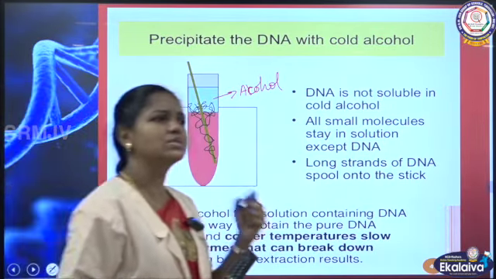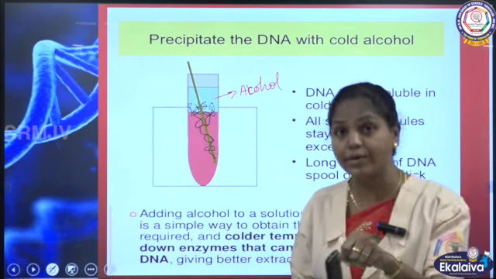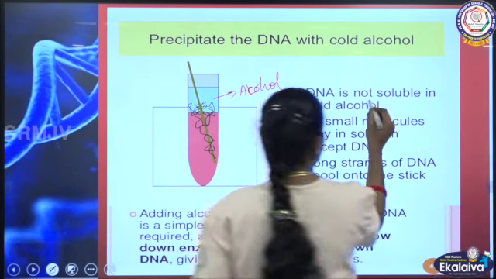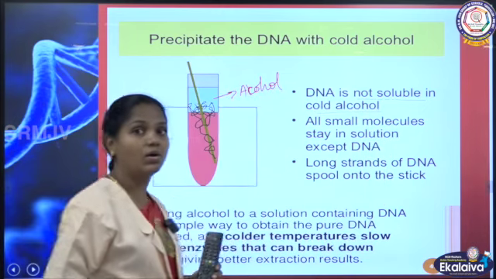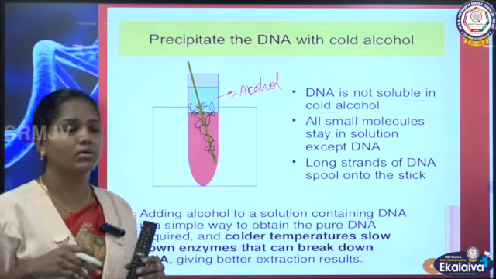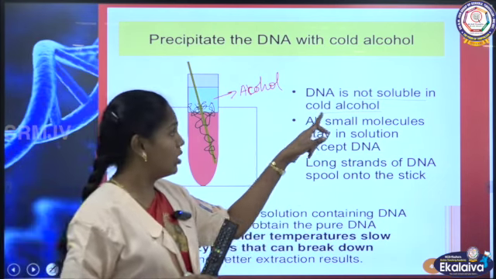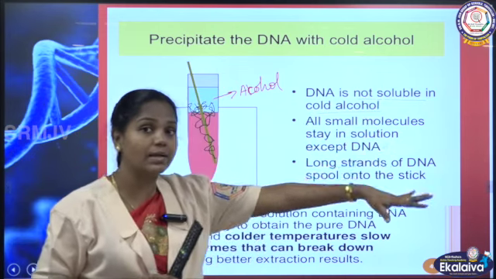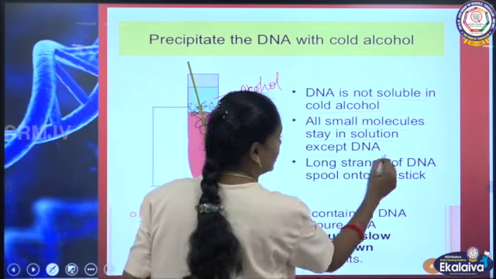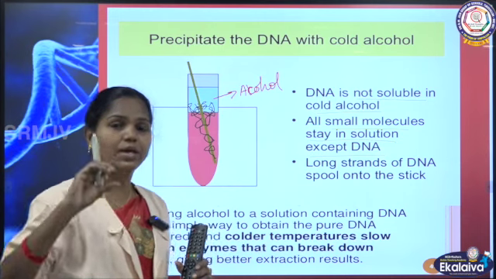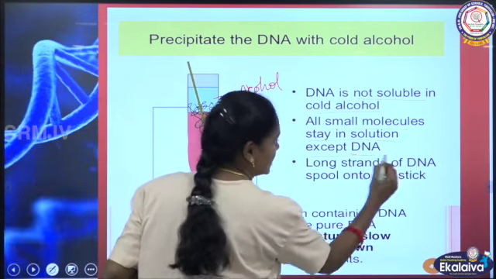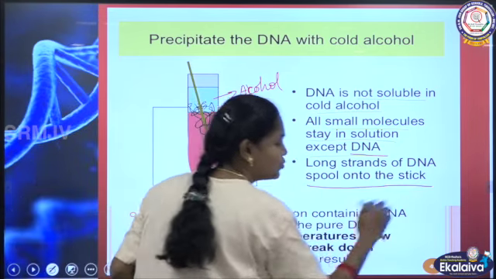And what is the use of the chilled ethanol? Why ethanol? One reason is the lower density of ethanol. The other is that DNA is not soluble in cold alcohol. When you add water, there is a chance for our DNA to go into that water, but DNA will not dissolve in that alcohol. That is one purpose, and all small molecules stay in solution except DNA. Then long strands of DNA spool onto the stick.